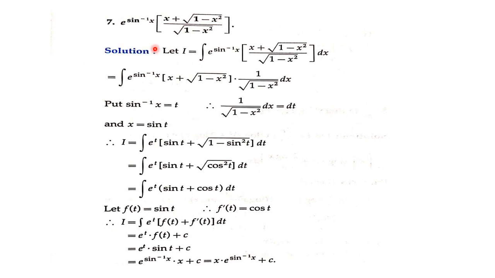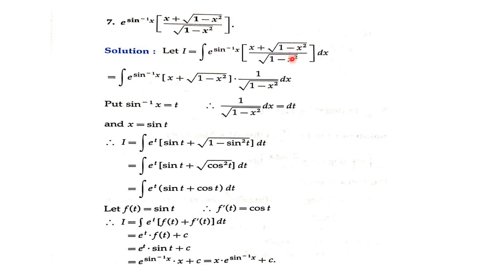Let's have one more example. e raised to sine inverse of x into (x plus under root 1 minus x square) by under root 1 minus x square. Now students, you know that the derivative of sine inverse of x is what? 1 by under root 1 minus x square, isn't it? Now see how to solve it.